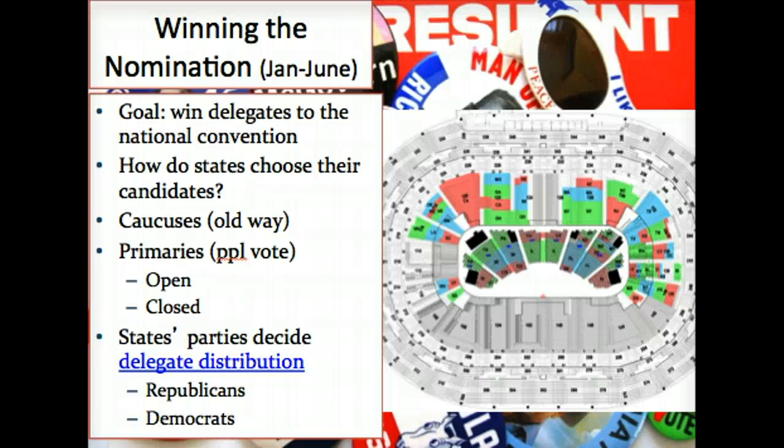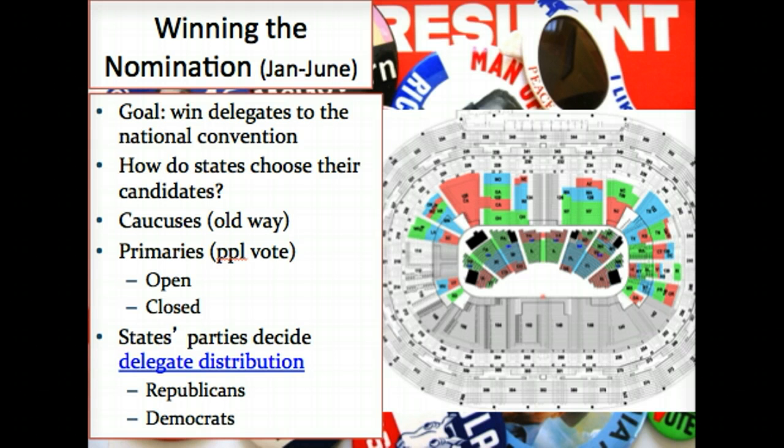Primaries are more common because at one time party bosses ran the caucuses. So like your party machines like Boss Tweed, the people who used voter intimidation, they ran the caucuses. Today, caucuses are more open and more people can participate in them. But again, not really that common.